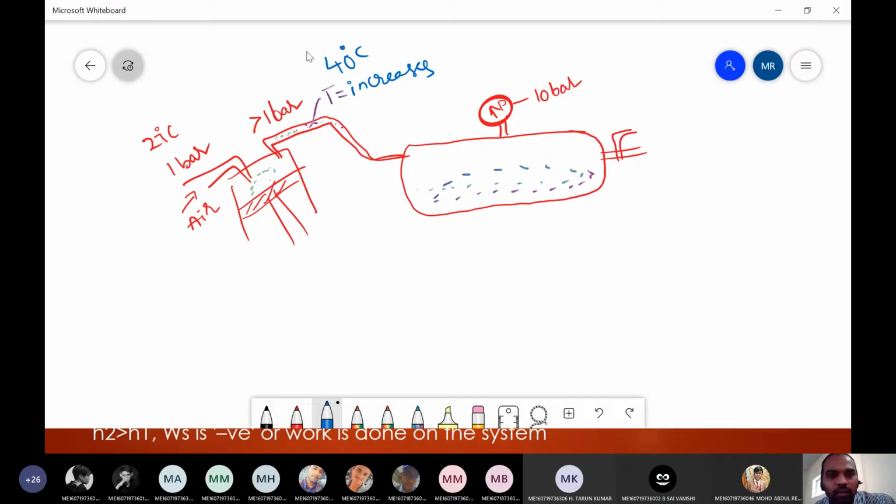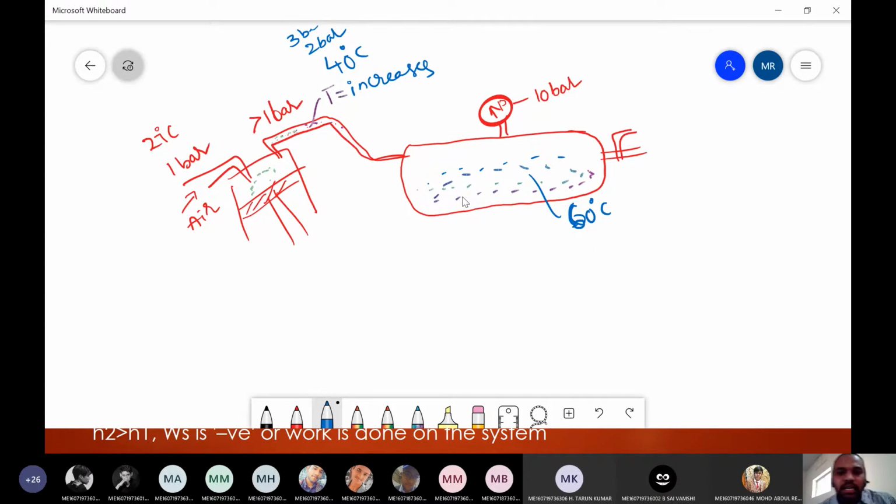Now for 2 bar, if you keep on increasing the pressure, 3 bar, 4 bar, 5 bar, the temperature will keep on increasing. Let us assume the temperature is around 60 degrees centigrade. Yes or no? At the end of the compression, the temperature is 60 degrees centigrade.